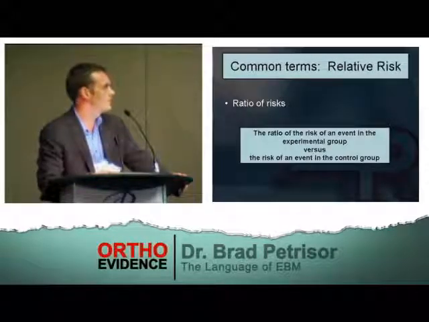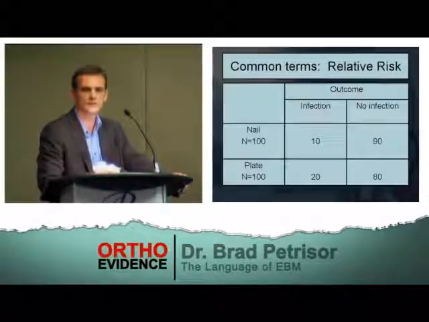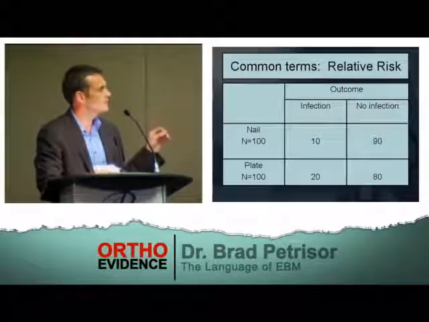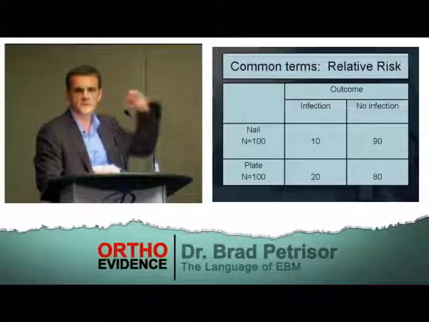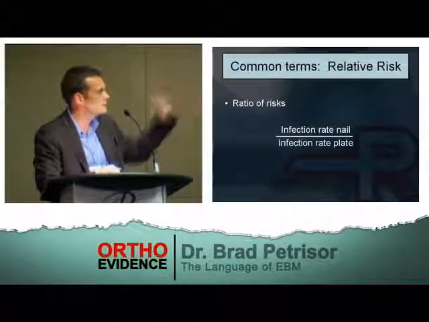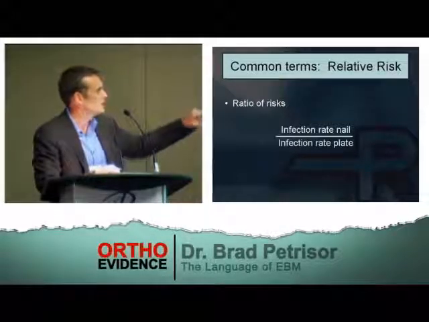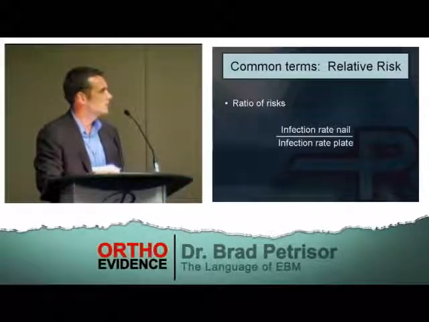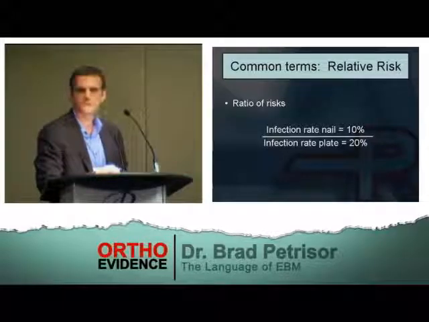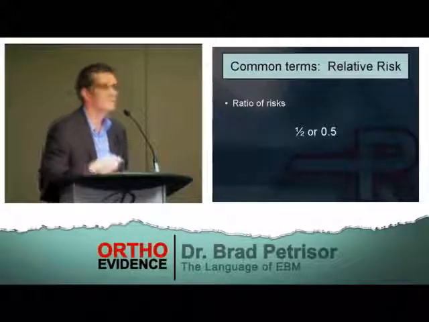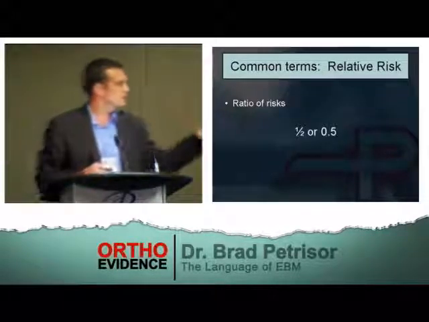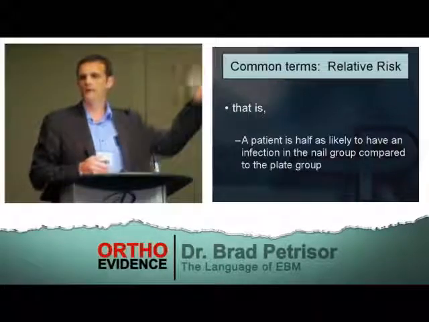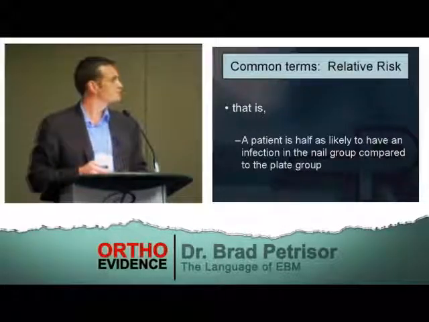The ratio of the risk of an event in the experimental group versus the risk of an event in the control group. And if we look at this back at our 2x2 table, this would be the infection rate in the nail group versus the infection rate in the plate group. So that would be 10% over 20%, or 0.5. So if we say that in words, the patient is half as likely to have an infection in the nail group as compared to those in the plate group.